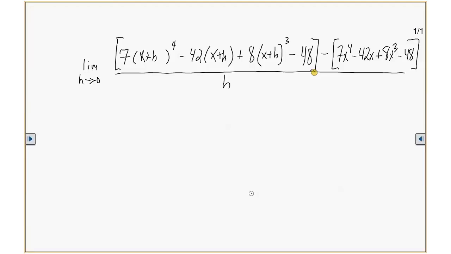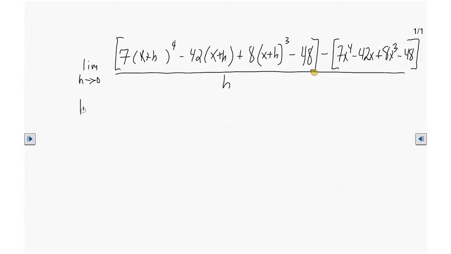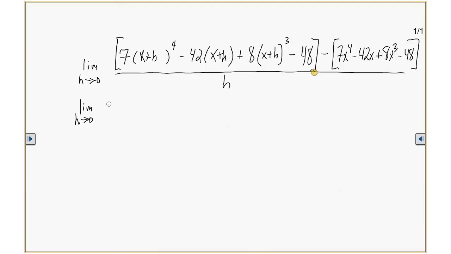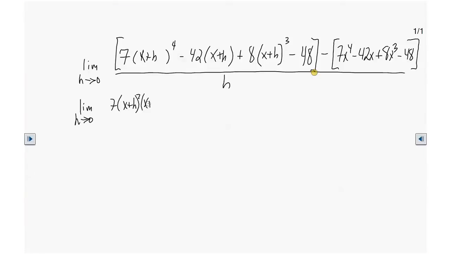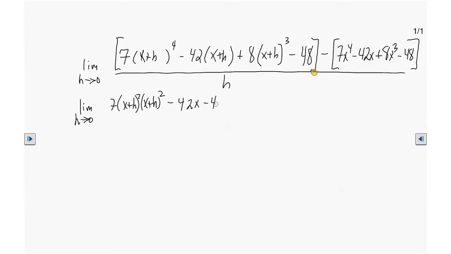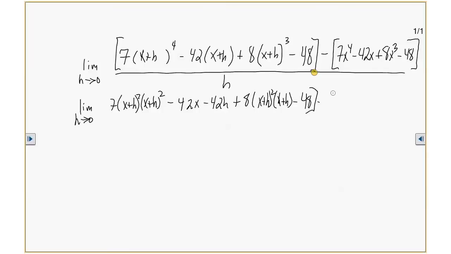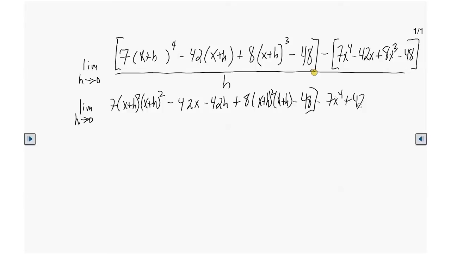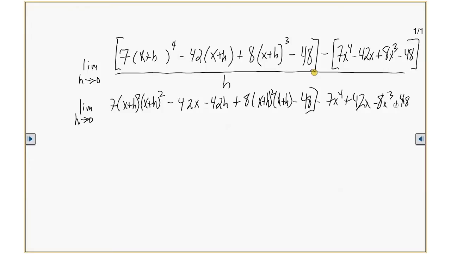Oh yeah, this is gonna be fun. So limit as h approaches 0 of 7 times (x plus h) squared times (x plus h) squared minus 42x minus 42h plus 8 times (x plus h) squared times (x plus h) minus 48 minus 7x to the 4th plus 42x minus 8x to the 3rd plus 48. Okay?